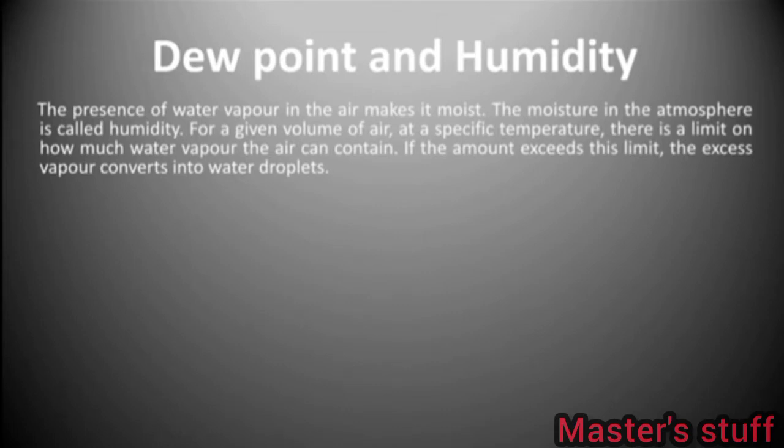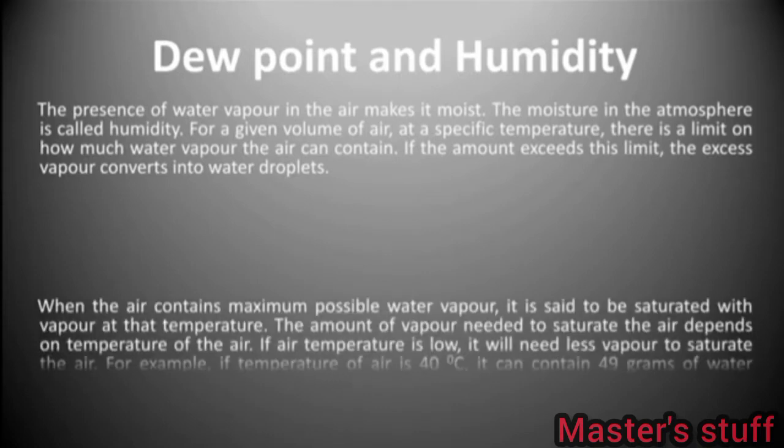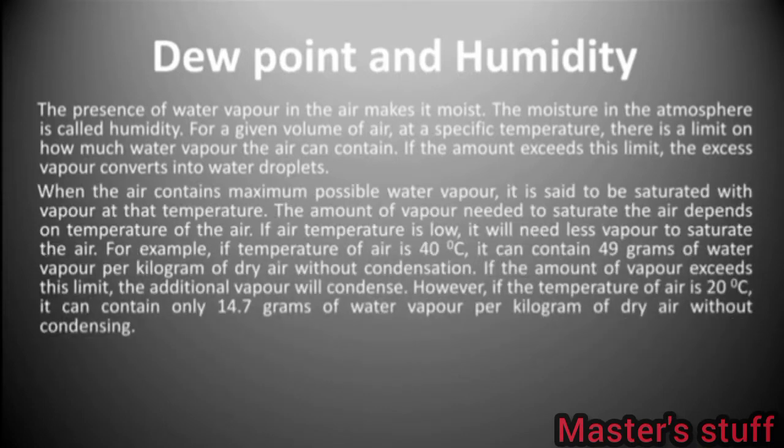For a given volume of air at specific temperature, there is a limit on how much amount of water vapor the air can contain. If the amount exceeds this limit, the excess vapor gets converted into water droplets. When the air contains maximum possible water vapor, it is said to be saturated with vapor at that temperature. This means that when the limit is exceeded, then air is said to be saturated.